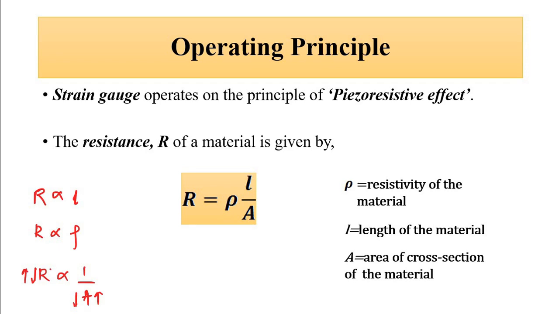Here it is directly related, so materials with high resistivity will have high resistance, and when length increases, resistance increases, when it decreases, it decreases. These are the basic principles.